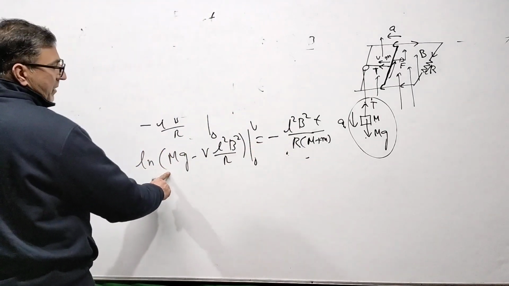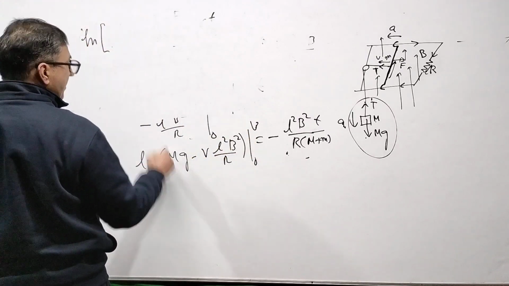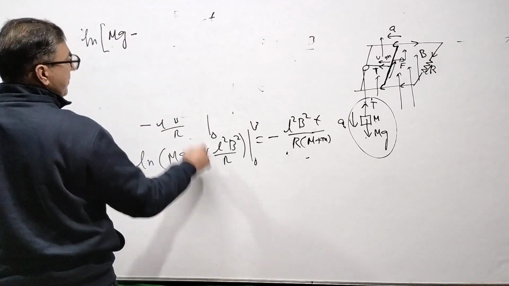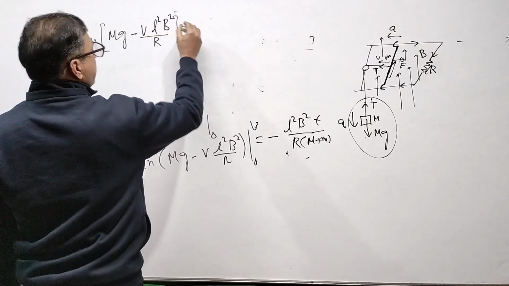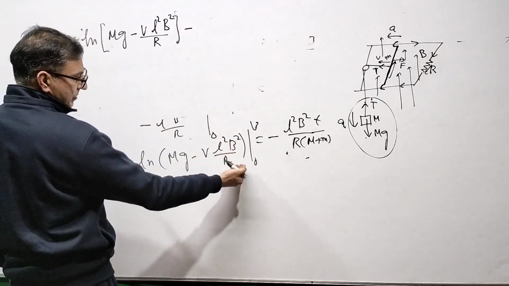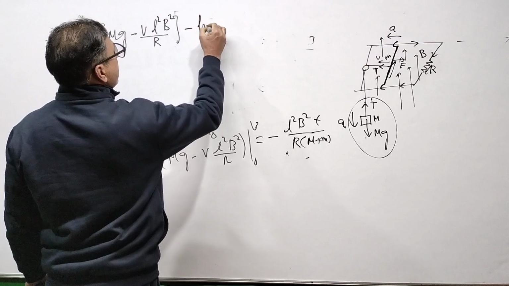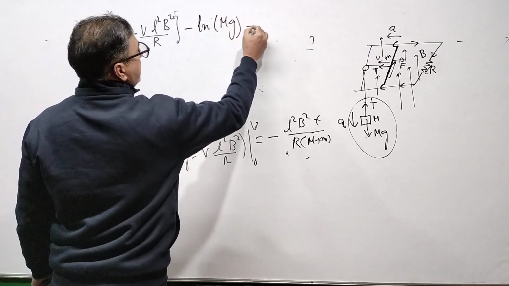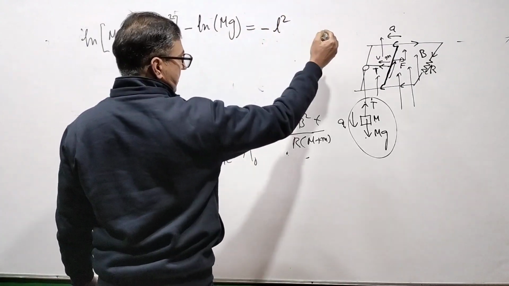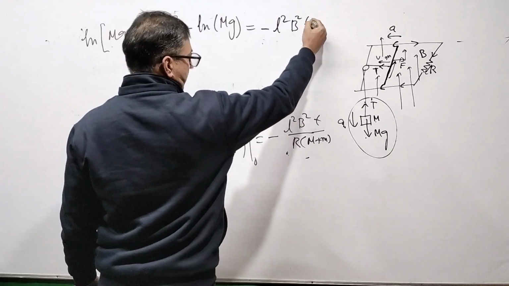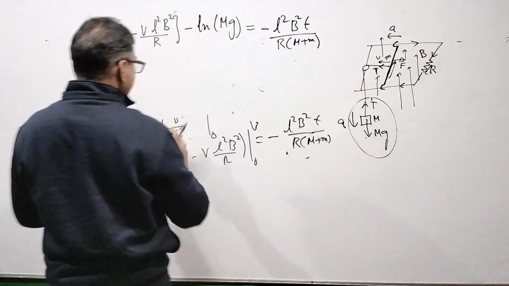Okay, now first we give the value v, that is ln of mg minus VL square B square by R, minus, because I have given the value v to this ln of the expression, then give the velocity value 0, that is ln of mg only, is equal to minus L square B square t divided by R into m plus M, right? Okay, chaliye.